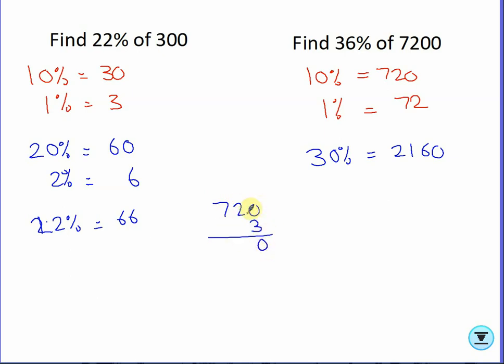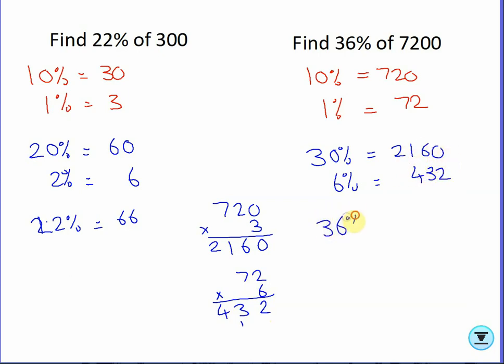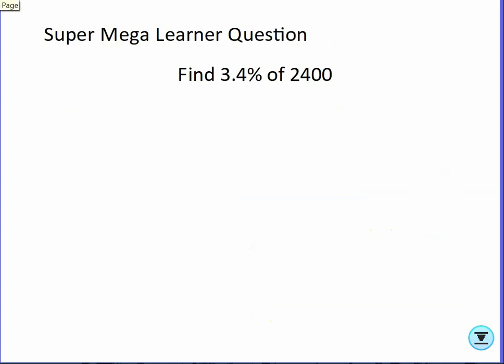0 times 3 is 0. 2 times 3 is 6. 7 times 3 is 21. Bosh. Right, 6%, you know, I could go for 5 and 1. But I just don't do that. I'm just going to go for 6%, and I'm going to times this by 6. So 72 multiplied by 6. 2 6s are 12. Carry the 1. 7 times 6 is 42. Add the 1. 43. Again, look how I'm writing it down. Units, tens, hundreds, thousands. So my 36% is 2,592. Done.